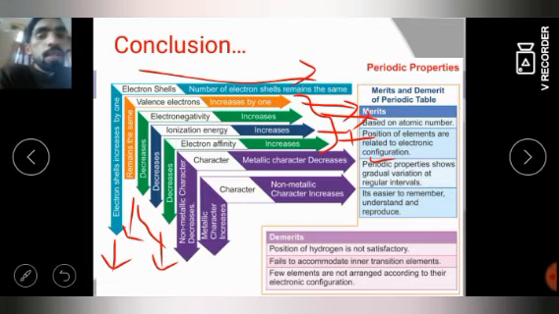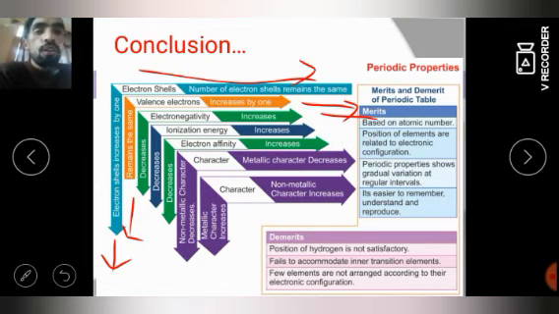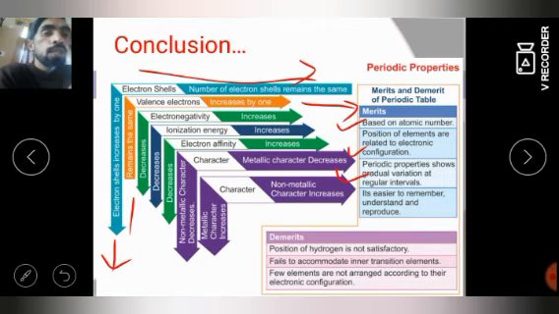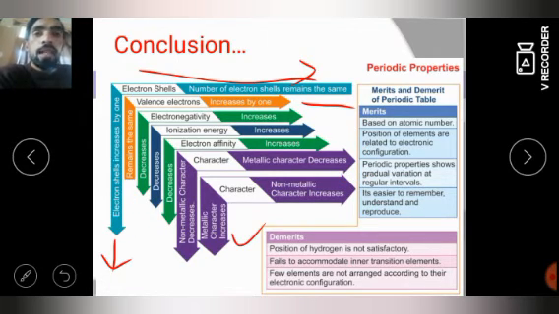So there are some merits and demerits of the periodic table. First merit: it is based on atomic number. Second, the position of elements is related to electronic configuration. Electronic configuration is very easy to identify with the help of the modern periodic table. Periodic properties show gradual variation at regular intervals. It is easier to remember, understand, and reproduce. Okay, these are the merits of the periodic table. Yesterday also I asked this question, and many students have not solved it, so better learn from here.